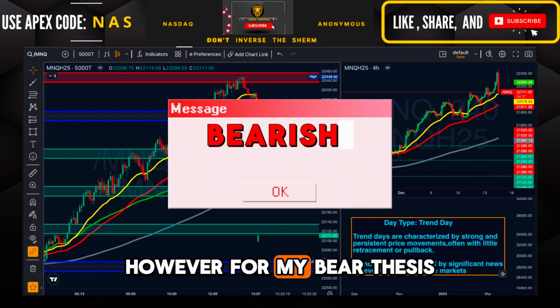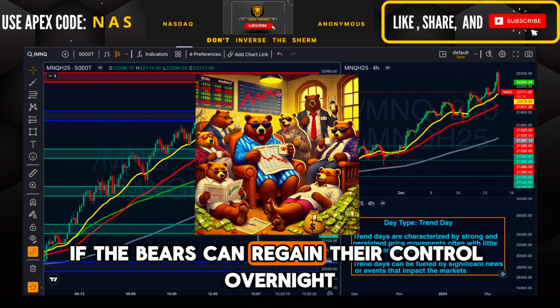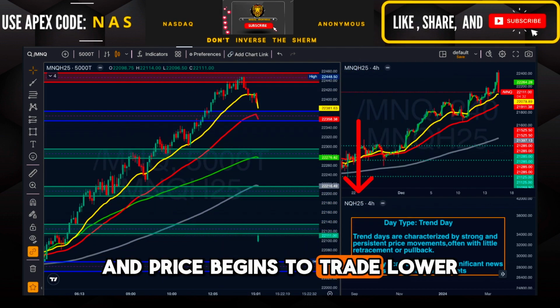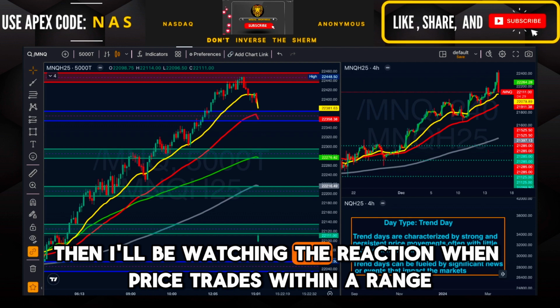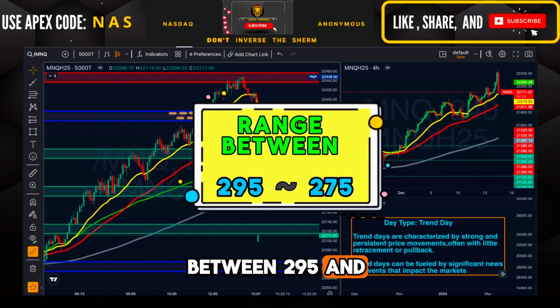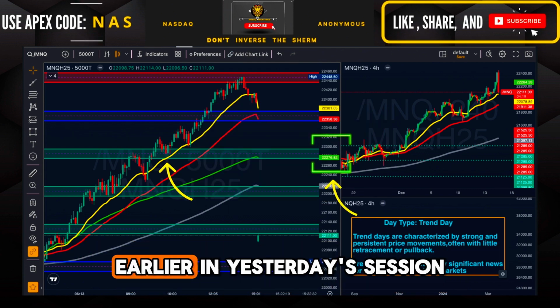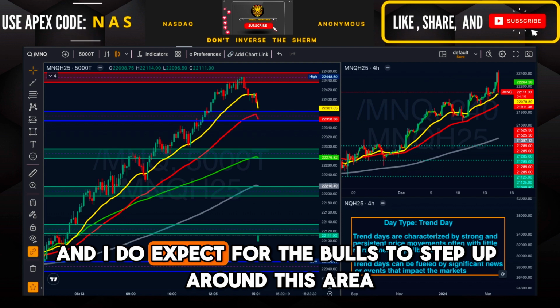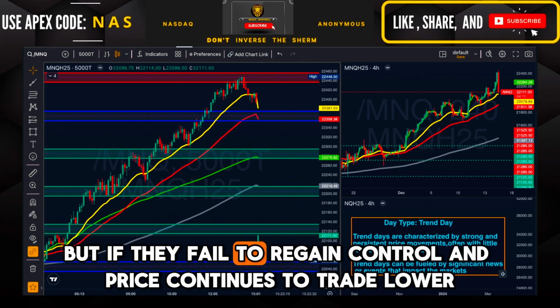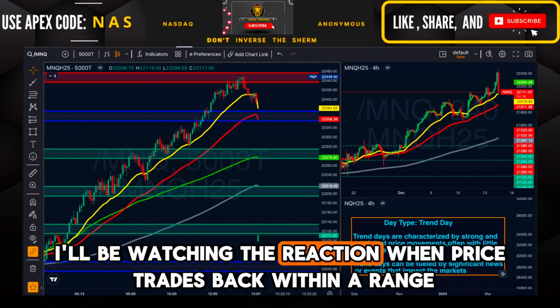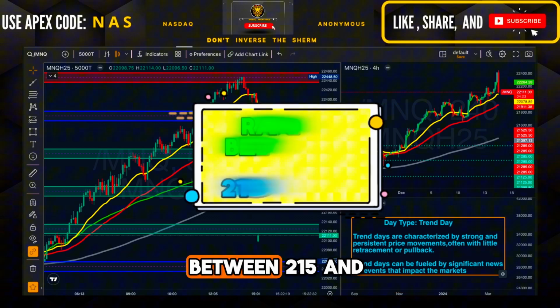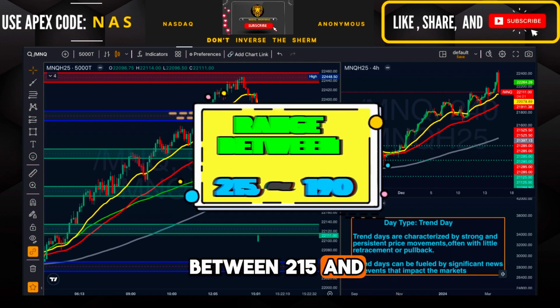However, for my bearish thesis, if the bears can regain their control overnight and price begins to trade lower, then I'll be watching the reaction when price trades within a range between 295 and 275. Because this is the range where price broke structure to the upside earlier in yesterday's session, and I do expect the bulls to step up around this area to buy the retest. But if they fail to regain control and price continues to trade lower, then I'll be watching the reaction when price trades back within a range between 215 and 190.